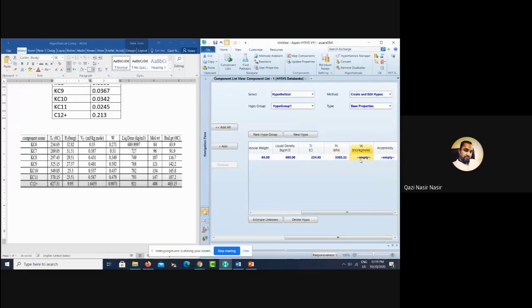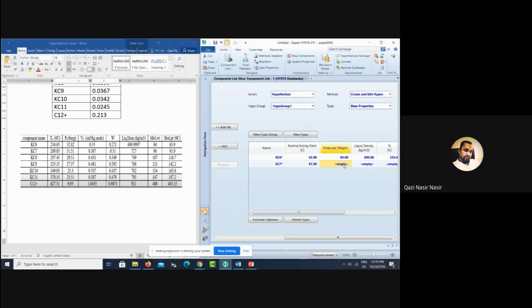The critical volume in meter cube per kg mole is 0.35, and the eccentricity, which is mentioned in terms of W here, which basically shows you the shape of the molecules, is 0.271. So this is the information we have for KC6. Similarly, I will do it for the others. So I will call this one KC7. Then similarly, the boiling point is 91.9.